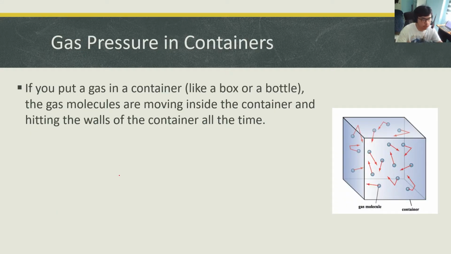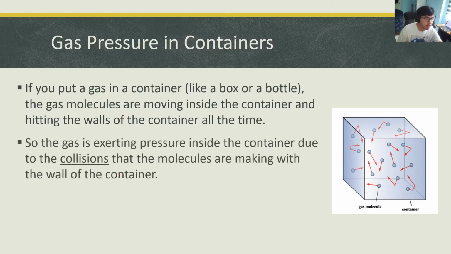So, if you put a gas in a container like a box or a bottle, the gas molecules are moving inside the container and hitting the walls of the container all the time. The gas is exerting pressure inside the container due to the collisions that the molecules are making with the wall of the container. So, very important, where does the gas pressure come from? The gas pressure comes from the collisions between the molecules and the wall of the container.